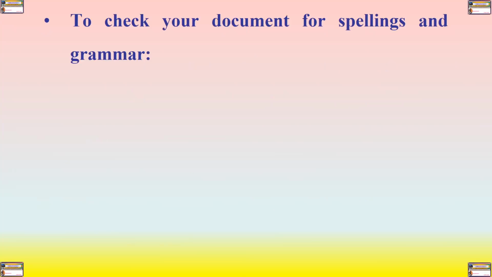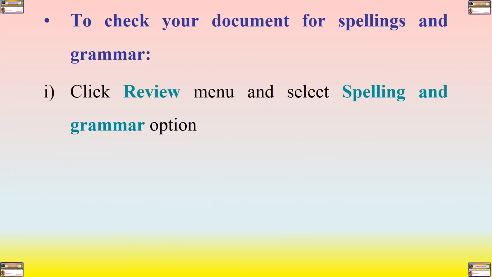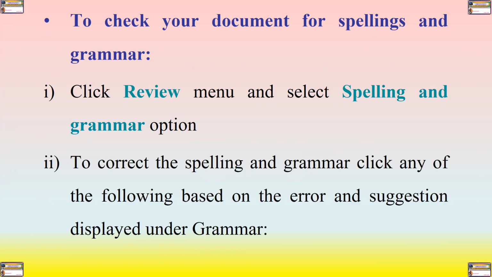To check your document for spellings and grammar, number 1, you click on the review menu and select the spelling and grammar option. To correct the spelling and grammar, click any of the following based on the error and suggestion displayed under grammar.